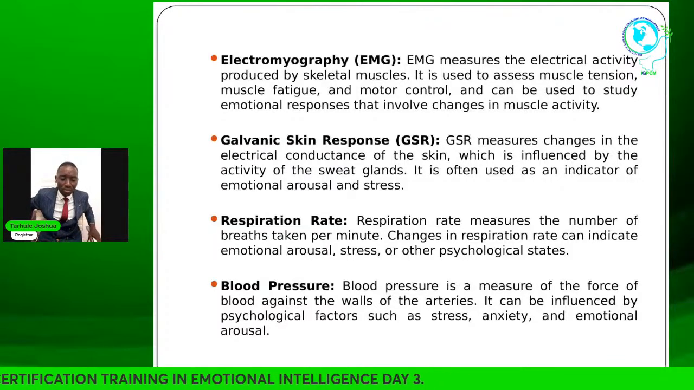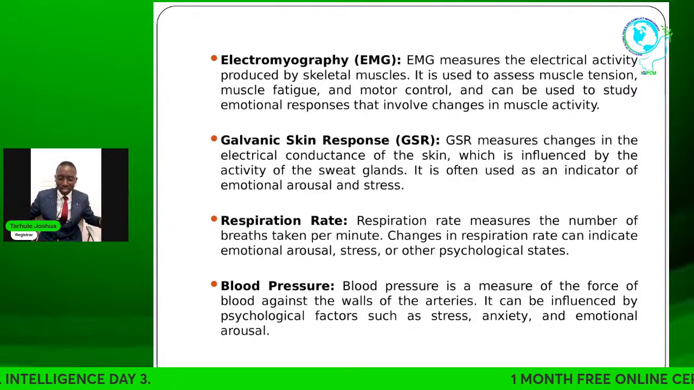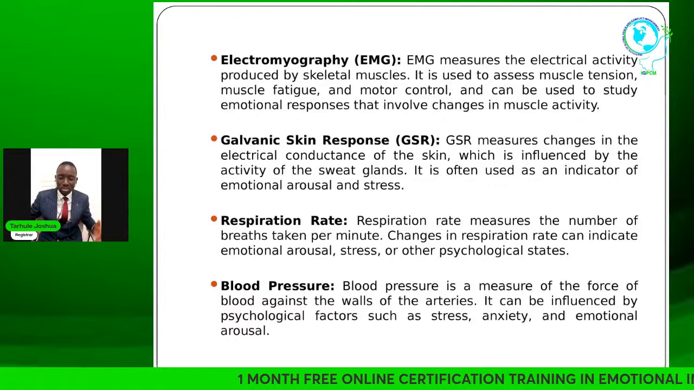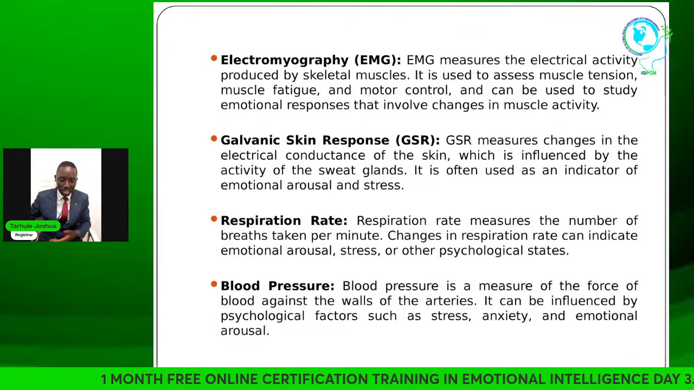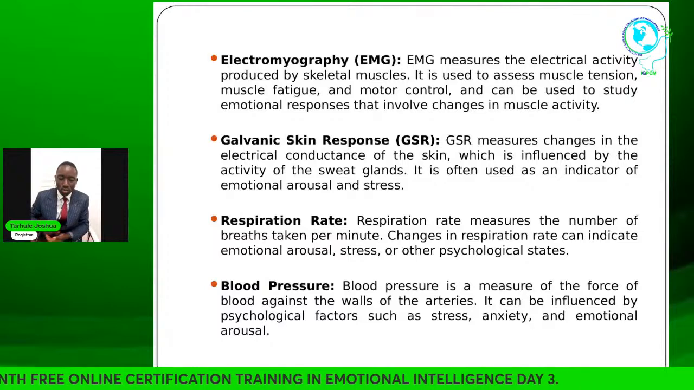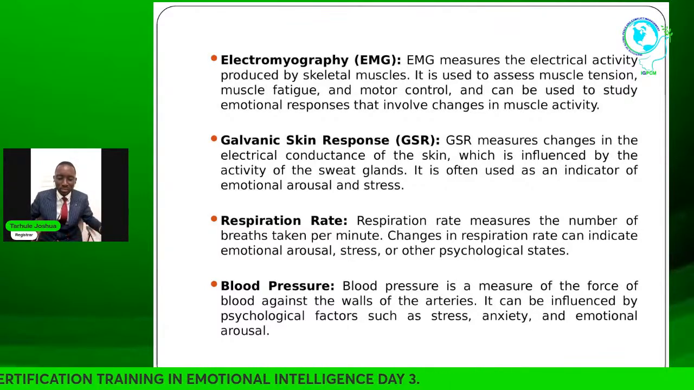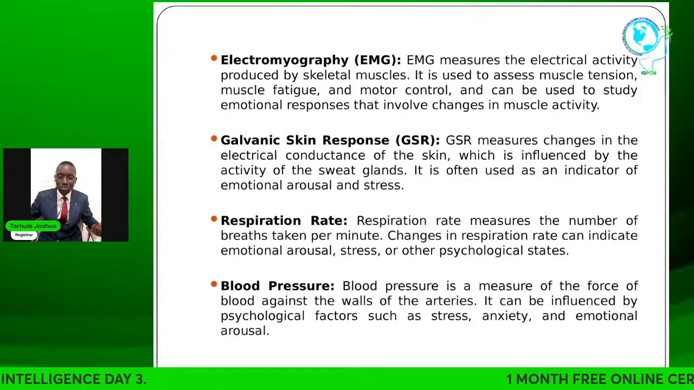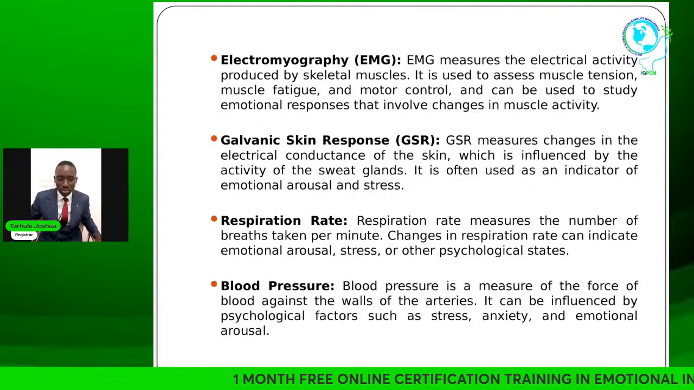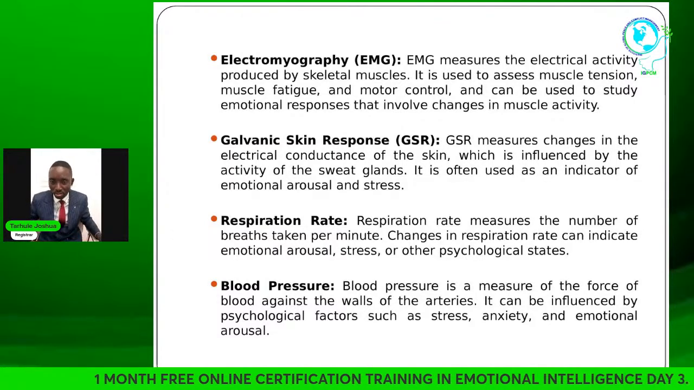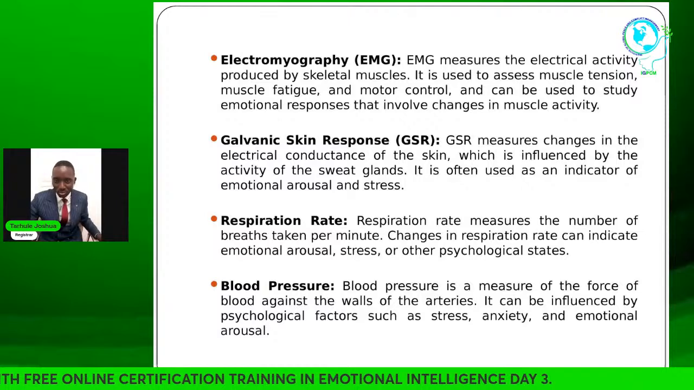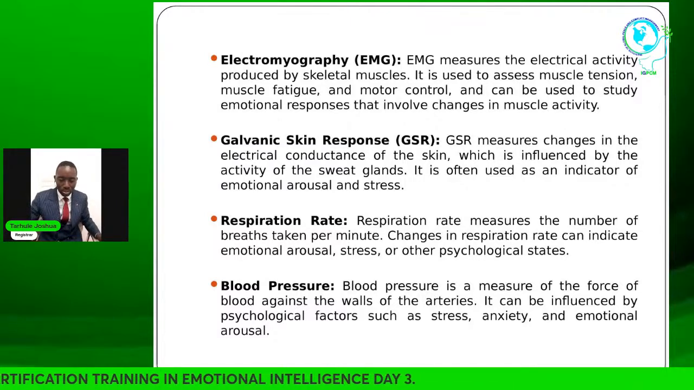And then we talk about galvanic skin response. That's GSR. GSR measures changes in the electrical conductance of the skin, which is influenced by the activity of the sweat glands. It's often used as an indicator of emotional arousal and stress. So this is how you're going to use it. These are technical issues. Do you understand? So you need those machines to be able to conduct those assessments.